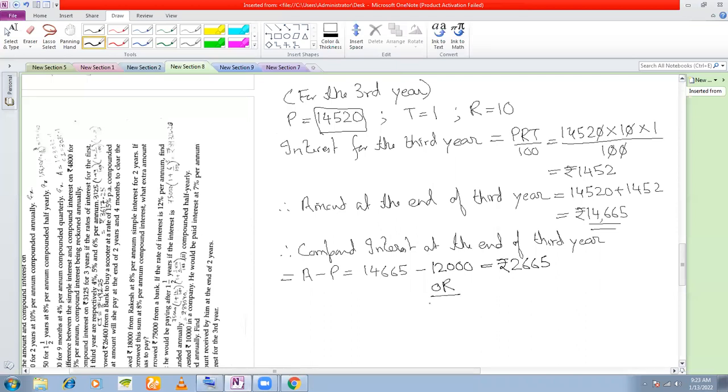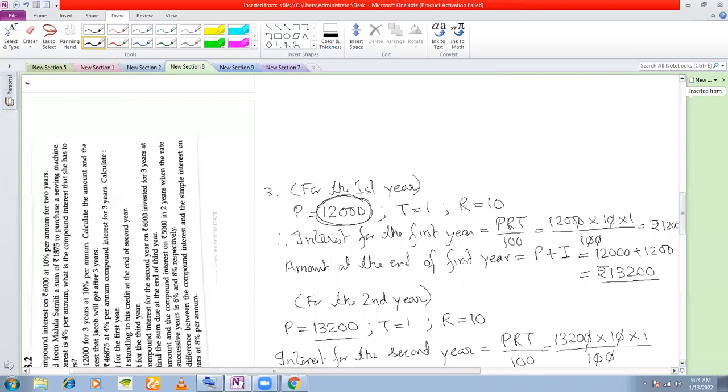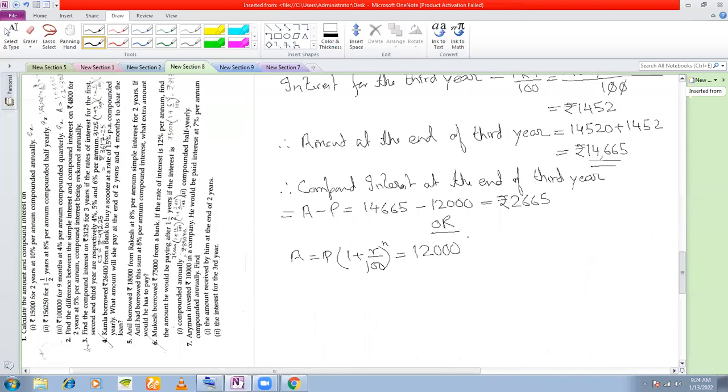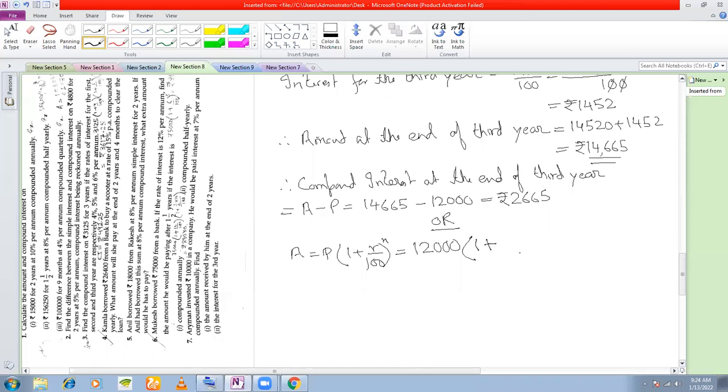Now, if you want to use the compound interest formula for this, see how easily we can do this. The compound interest formula is amount is equal to principal into 1 plus r by 100 to the power of n, right? Put the values. Initially, the principal was 12,000 rupees into 1 plus rate was 10%, right? And he had invested for 3 years. So this is 12,000, and you can cancel 1 0 here. So you get 1 plus 1 by 10 cube.